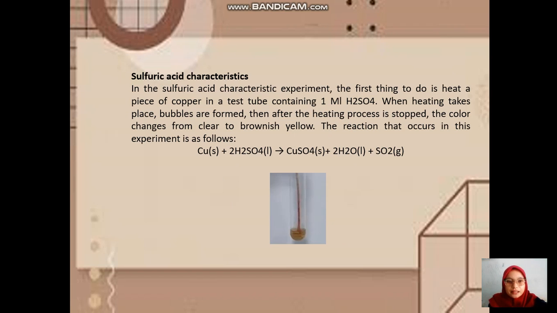Sulfuric acid characteristics. In the sulfuric acid characteristic experiment, the first thing to do is heat a piece of copper in a test tube containing 1 ml H2SO4. When heating takes place, bubbles are formed. After the heating process is stopped, the color changes from clear to brownish yellow. The reaction that occurs is Cu + 2 H2SO4 produces CuSO4 + 2 H2O + SO2.